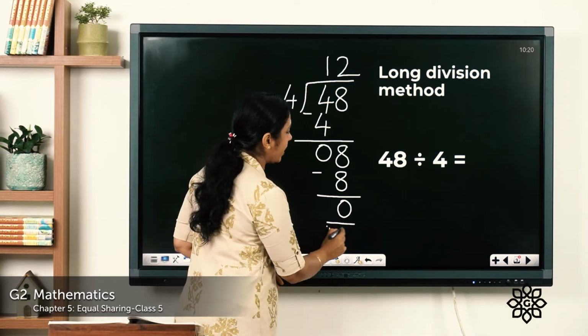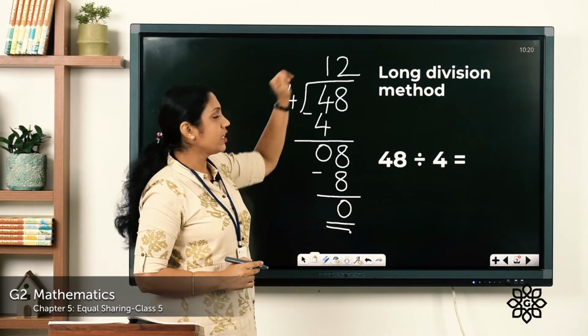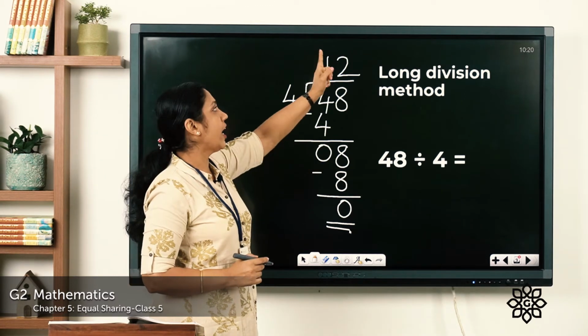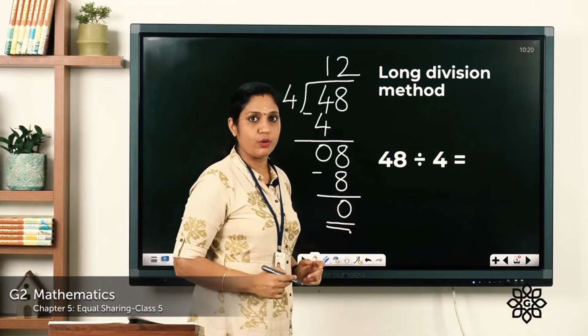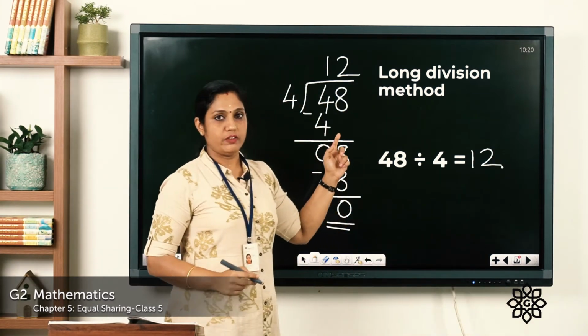So what is the answer? 48 divided by 4, the answer is 12. And that answer, that is the quotient, we have to write on top always. So 48 divided by 4 is equal to 12. This is the long division method.